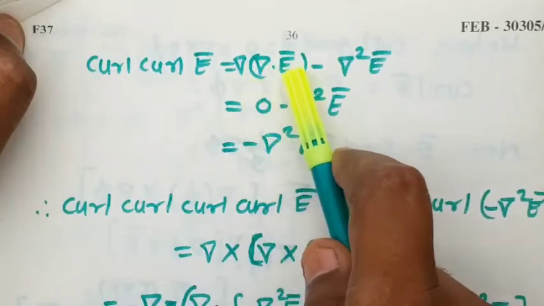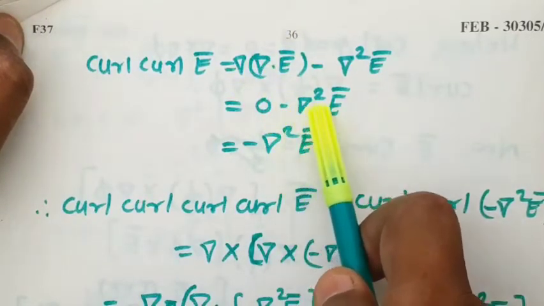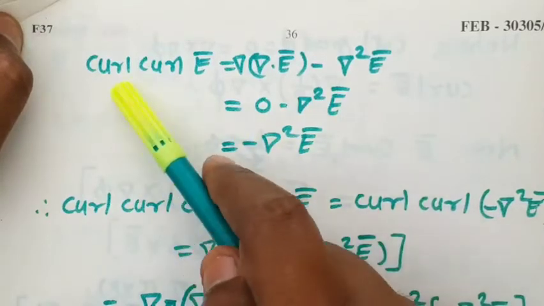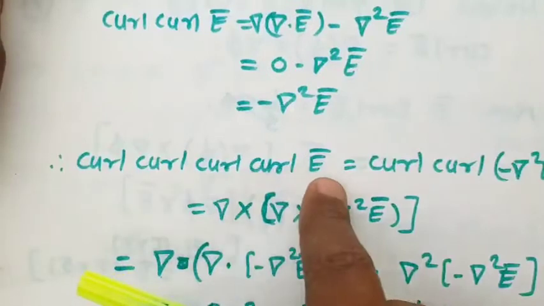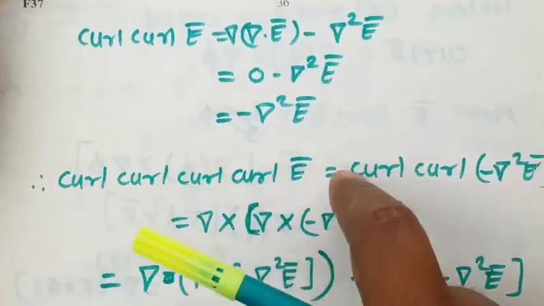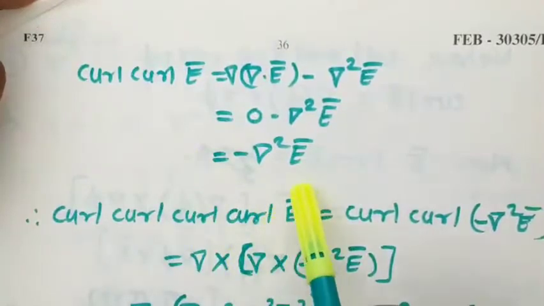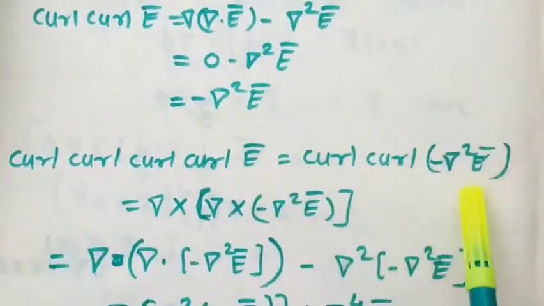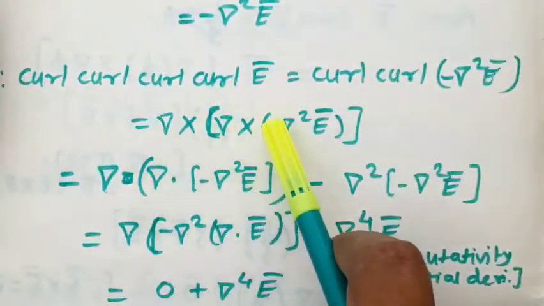Now del dot E bar is 0, that is given to us. So this quantity will become 0. So finally what will remain? Minus del square E bar. So this is the value of double curl of E bar, and we need to determine 4 times curl of E bar. So 4 times curl of E bar will be equal to double curl of this curl of E bar, which I have replaced by minus del square E. Okay. Now again double curl, del cross of this.